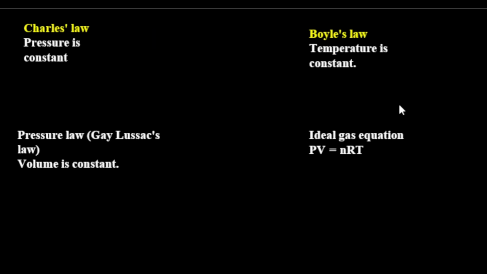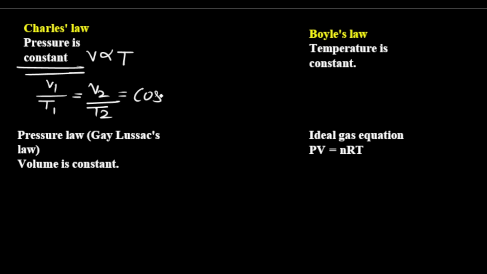Now Charles law, Boyle's law, let's study the laws. In this, Charles law is where pressure is constant. Pressure constant means volume is proportional to T. So it will be V1/T1 = V2/T2, and this will be constant.